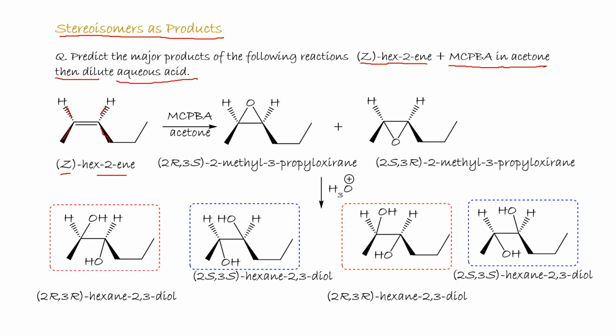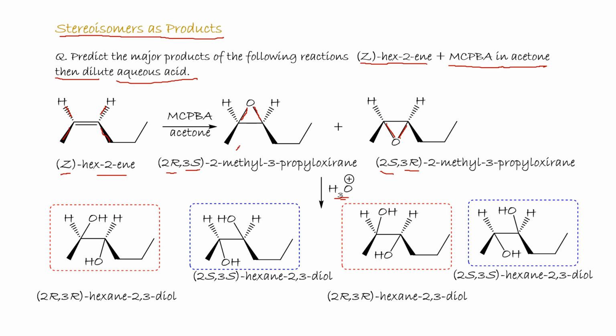When you add meta-chloroperoxybenzoic acid, the epoxide will come from up or from down, forming a mixture of two enantiomers, 2R,3S and 2S,3R-2-methyl-3-propyloxirane. So this is a racemic mixture. Then we treat that with acidified water.